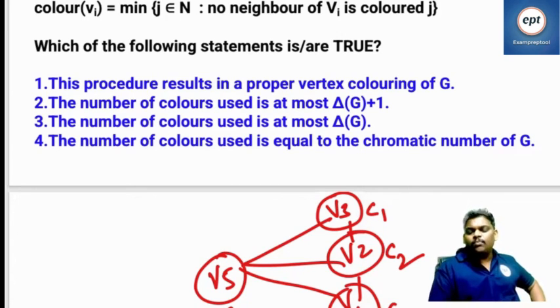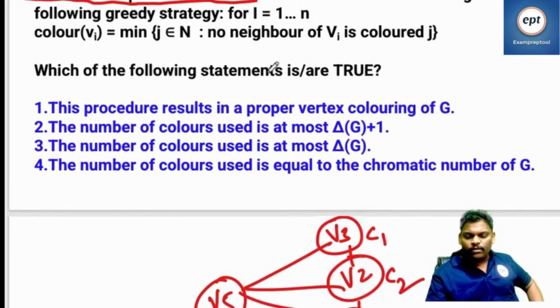So it keeps on doing like that. V3 color C1, V2 color C2, V1 color C3. What about the V5 color? It is going to be the minimum number which neighbors don't have. 5 also, 6 also, but the minimum number is going to be 4. So C4. That is the algorithm being followed.